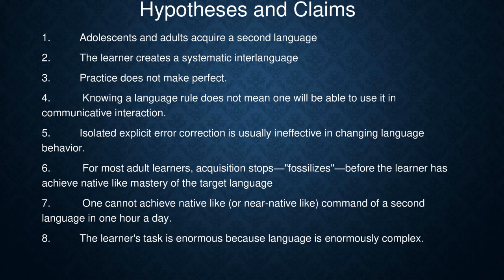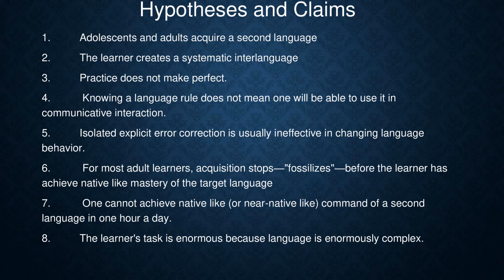As we saw at the beginning, a second language acquisition theory is a set of interrelated hypotheses and claims. Here is a summary with some claims made by Lightbown in 1985 in his second language acquisition research. The claims are: it is possible for both adolescents and adults to acquire a second language. The learner creates a systematic language that many times is characterized by having the same systematic errors as children learning the first language. Practice helps but doesn't make perfect.